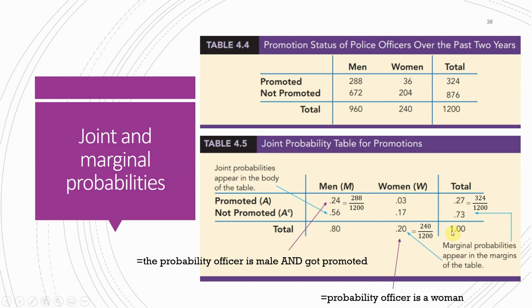On the outside, or in the margins of the table, we have the marginal probabilities, and they are called the marginal probabilities because they appear in the margin of the table.